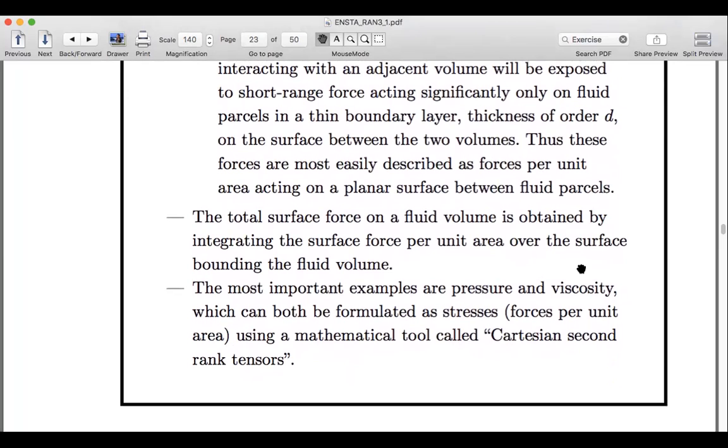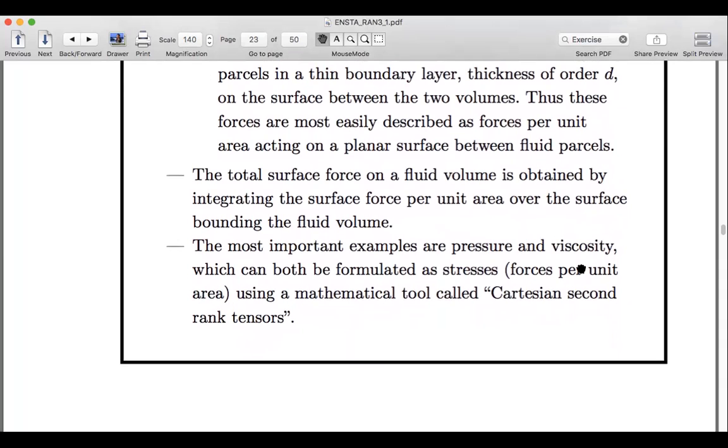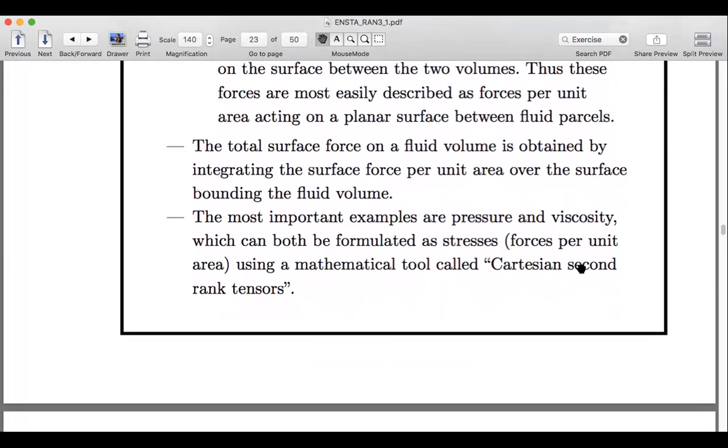Surface forces become forces per unit area, even if on the microscopic scale, of course, they extend over a three-dimensional volume, or they're due to interactions over some volume. The volume is very thin. So on a more practical level, the total surface force on a fluid volume is obtained by integrating the surface force per unit area over the surface bounding the fluid volume. We'll see plenty of applications of that.